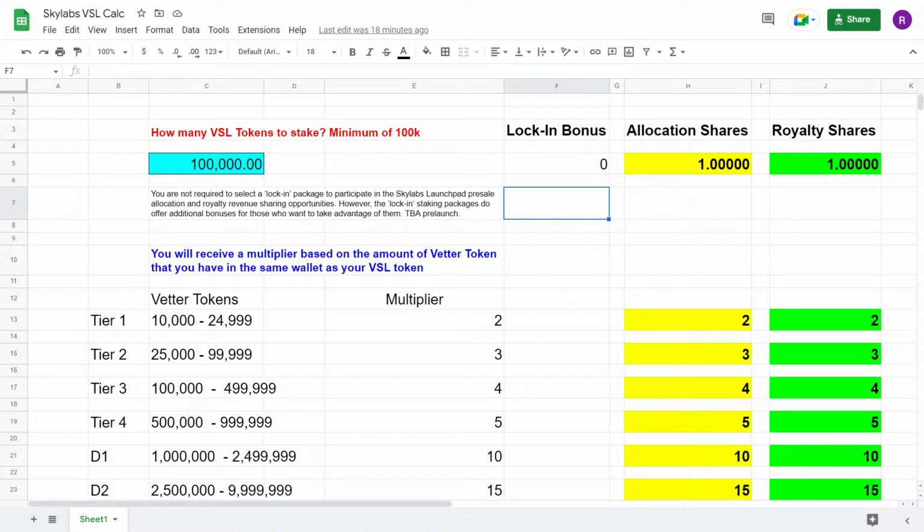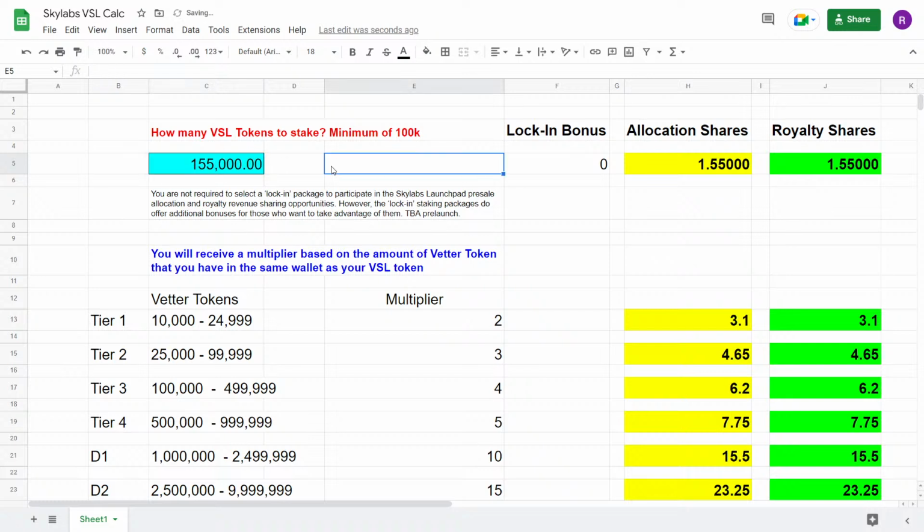So 100,000 VSL tokens staked is going to give you 1 allocation share and 1 royalty share. Now, the beautiful part about this is that you can stake anything over 100,000. So if you want to do 155,000, you're going to get 1.55 allocation shares and royalty shares. Pretty cool.